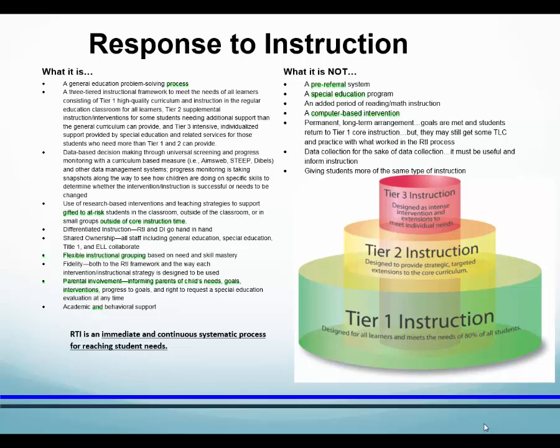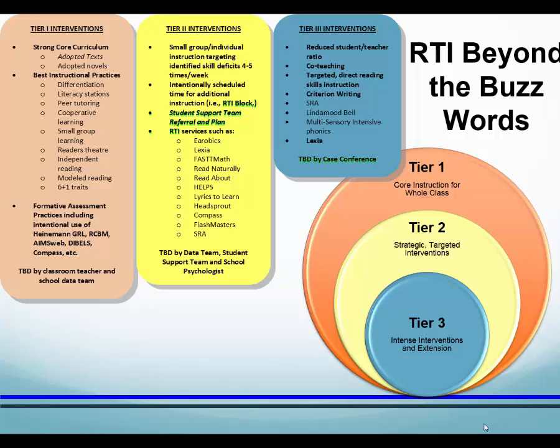In the school setting, the response to instruction process helps identify at-risk readers and develop interventions to match individual student needs. Tier 1 is designed for all learners and meets the needs for 80% of all students. Tier 2 instruction is designed to provide strategic, targeted extensions to the core curriculum. Tier 3 instruction is designed as intense intervention and extensions to meet individual needs. Some examples of possible interventions at each tier are noted in the chart.